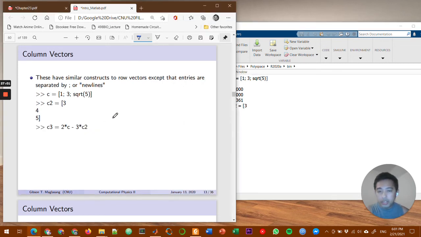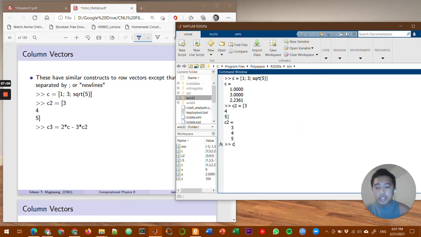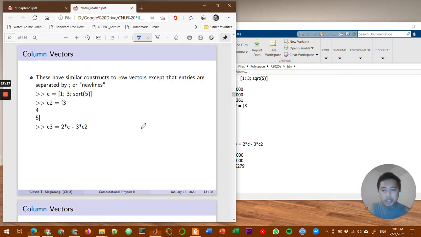Then if you do this, we store in the variable C3 the expression 2 times C minus 3 times C2. So our result is of course the same number of elements, 3, a column vector. Okay. So I hope you can operate on vectors, right?